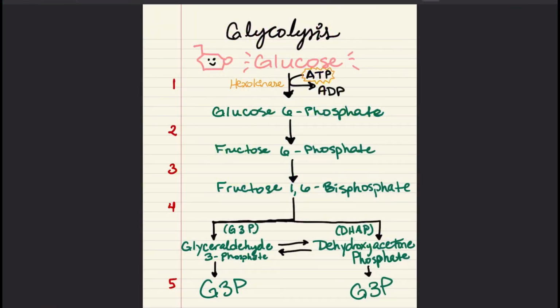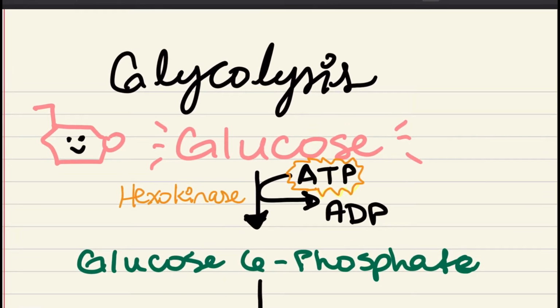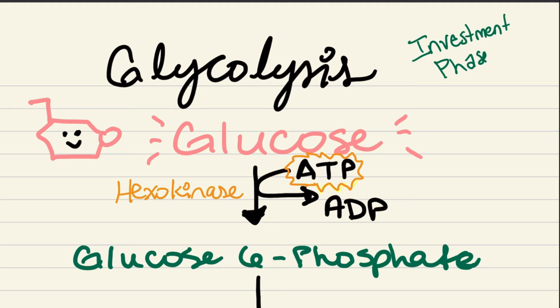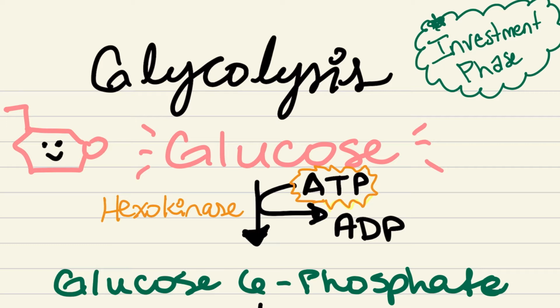So glycolysis is necessary because it helps us get the energy we need from the food we eat. Glycolysis can happen whether oxygen is present or not present, which is called aerobic and anaerobic, but that is discussed in a different video. The anaerobic processes are discussed in another video. For now, we're going to talk about glycolysis, which can be broken down into two phases, the investment phase and the payoff phase. So for this video, we're just going to talk about the investment phase.